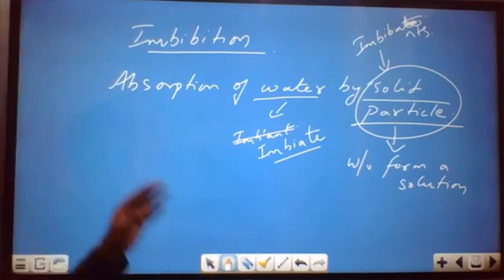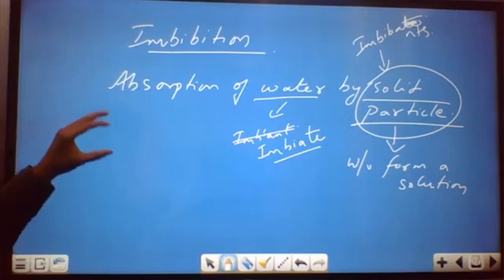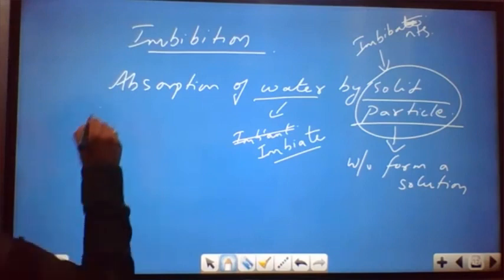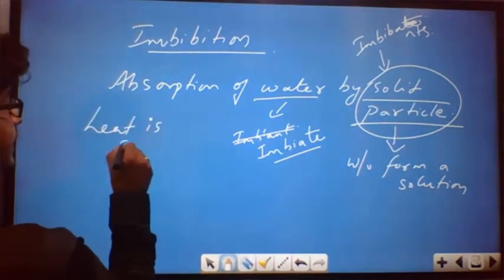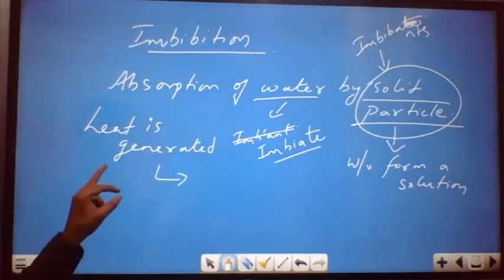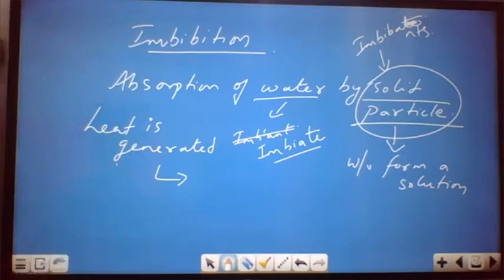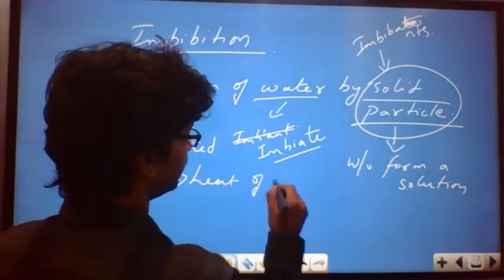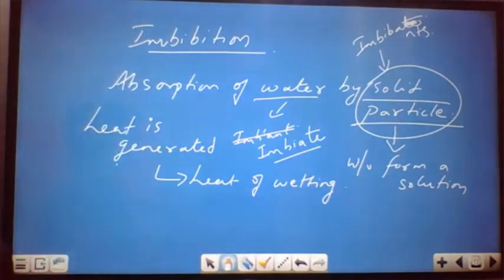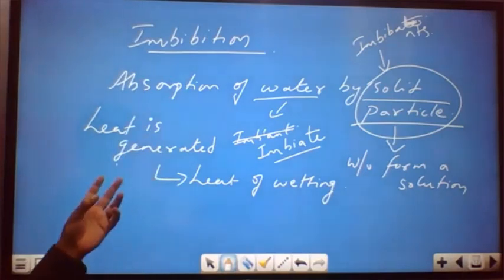Fine. Okay. So coming to imbibition, as a result, what happened? The pressure is developed and heat is generated. So heat is generated during imbibition. Can someone tell me what term we give for this heat? We call it the heat of wetting. Heat is generated at the time of imbibition, definitely some heat will be generated. This we call the heat of wetting.